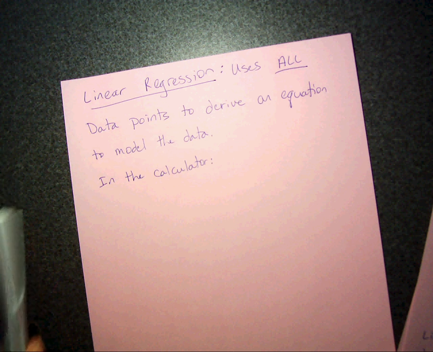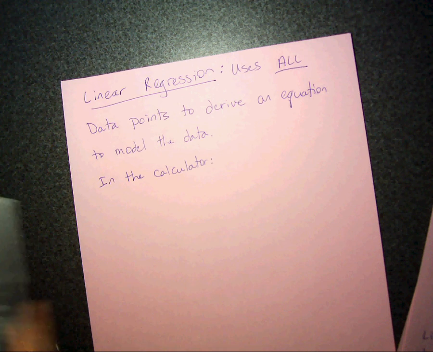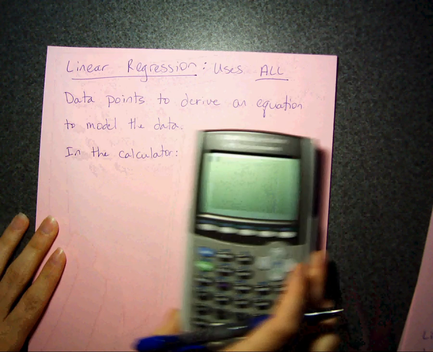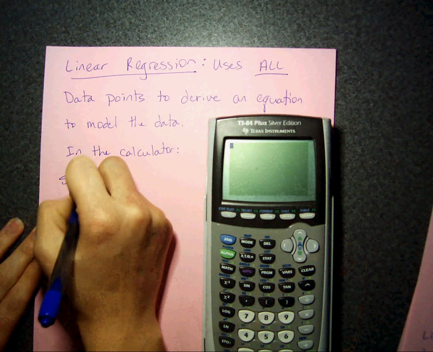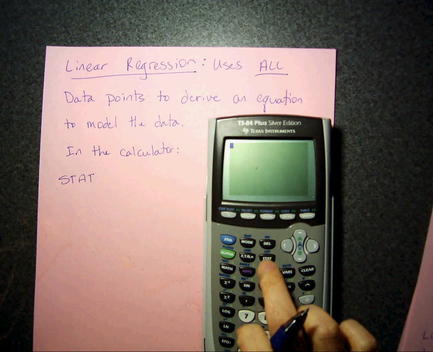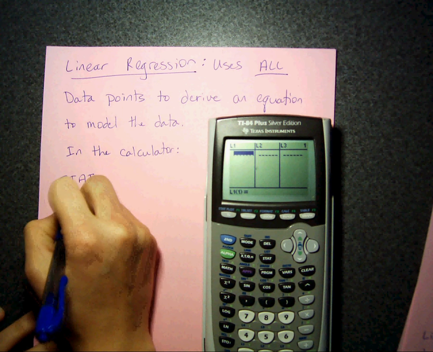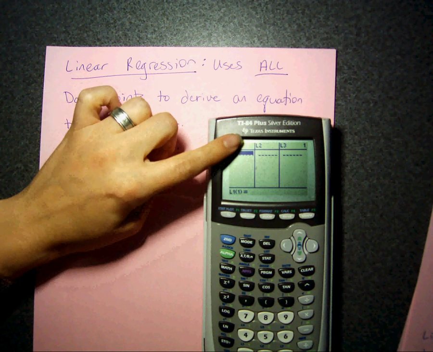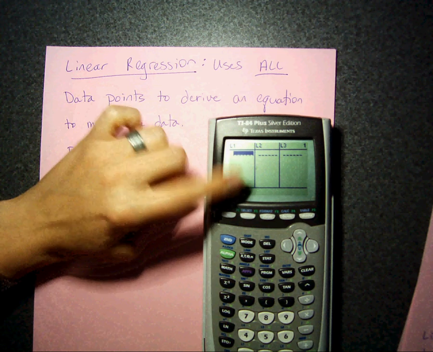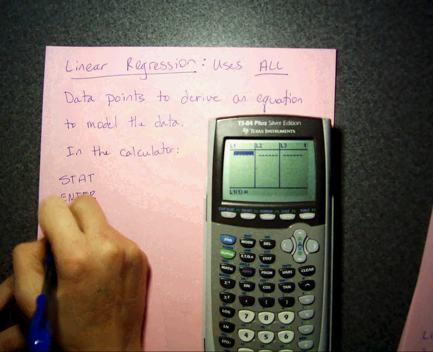So your very first step, you want to go to Stat. So Stat is right here next to the X button, Stat. And you'll see it says Edit, so you're going to press Enter. And you want to enter in all of your values that are on the x-axis into L1 and all of the values that are on the y-axis into L2. So x's go in L1 and the y's go in L2. So take just a second to do that.